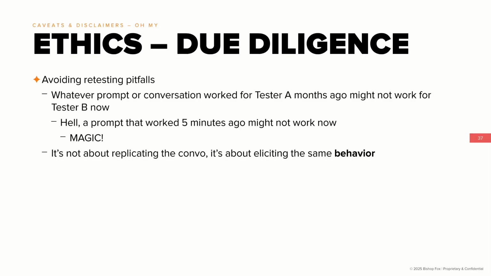Hell, on that point, a prompt that I put in 5 minutes ago might not work right now. Why? As far as I know, it's magic. It's all down to those parameters, temperatures, determinism, etc. When you're retesting an initial finding for an AI or an LLM, it's not about replicating the exact conversation that occurred. It's about eliciting the same behavior that was problematic.